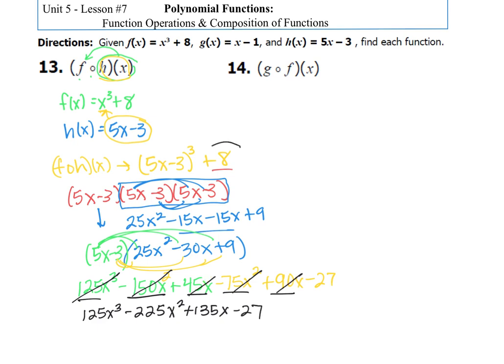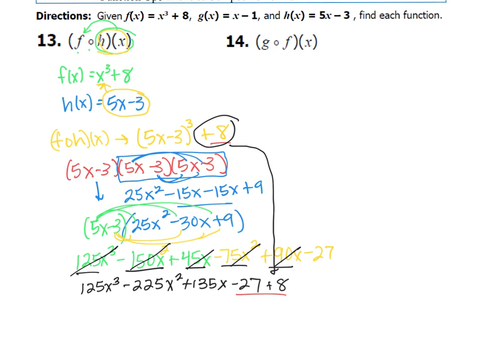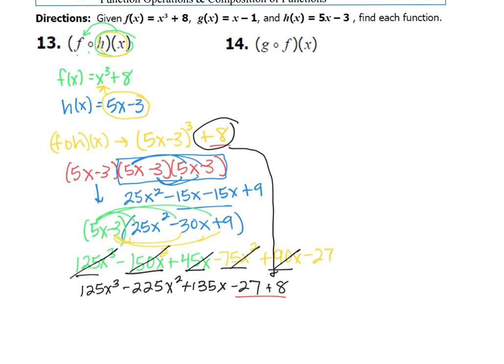Okay, now that we're done with that, this positive 8, that constant that came after my exponents, we're just going to bring it down and say plus 8. It is like terms with negative 27, and that makes negative 19. So we get 125x cubed minus 225x squared plus 135x minus 19. Okay, that's our final answer.